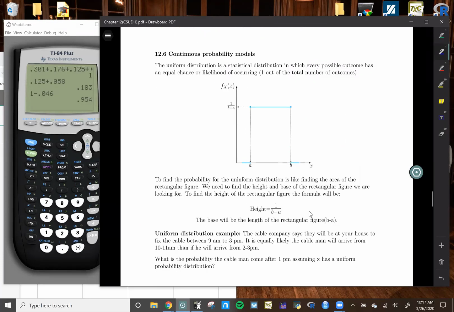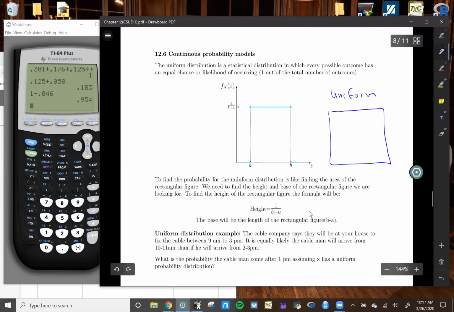For 12.6, we're going to start dealing with continuous probability models. So far we've been dealing with discrete models. A continuous probability model means that we can't find the probability of one event occurring, because that probability is essentially 0. You always have to find the probability of an area occurring. Right now we're going to do something called a uniform distribution. A uniform distribution is always going to have a square or rectangular shape, because it's saying all outcomes are equally likely.